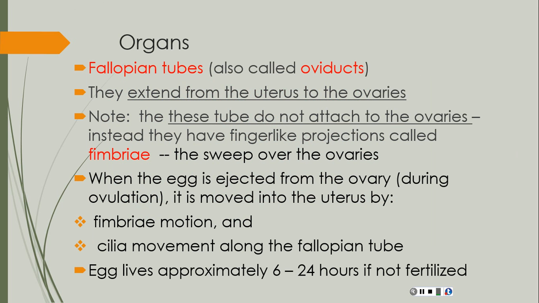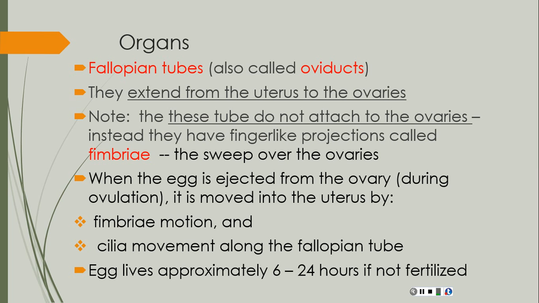So we'll take a look at the organs called fallopian tubes, also called oviducts, and they extend from the uterus to the ovaries. Now, interestingly, the tube doesn't actually attach to the ovaries. Instead, they have these little finger-like projections called fimbriae that sweep over the ovaries. So when the egg is ejected from the ovary, which happens every month, typically during ovulation, it is moved toward the uterus by this fimbriae motion and the cilia movement along the fallopian tubes.